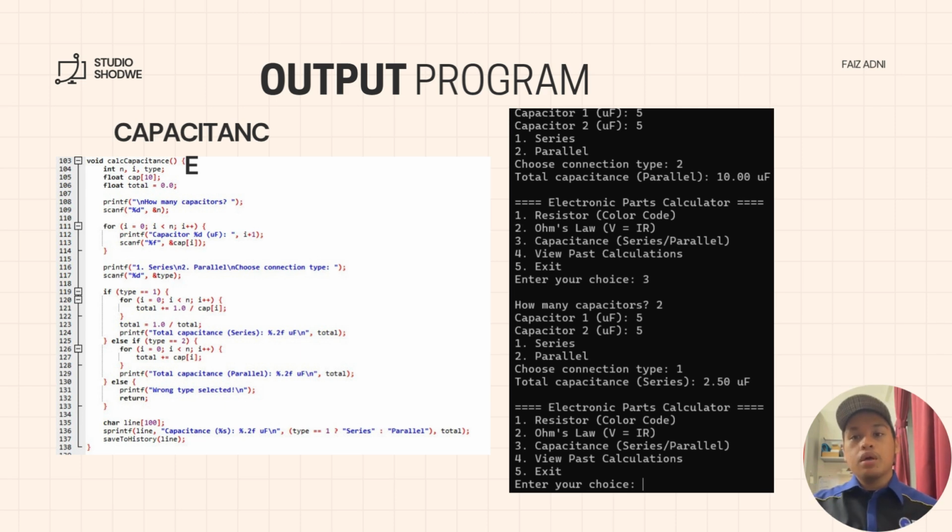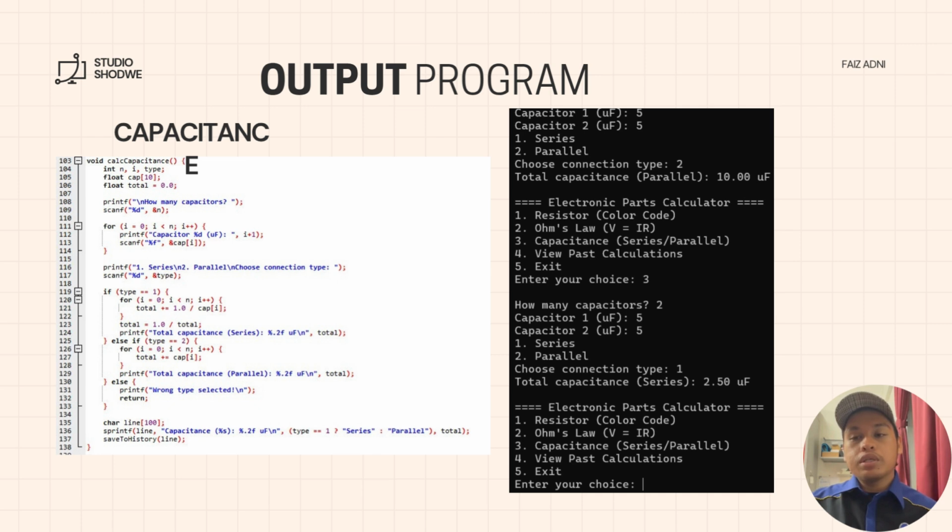Next, lines 116 to 117 are the printf and scanf. This asks the user to choose the type of connection, 1 for series and 2 for parallel circuit. Next, lines 119 to 123 are for the series of capacitors.